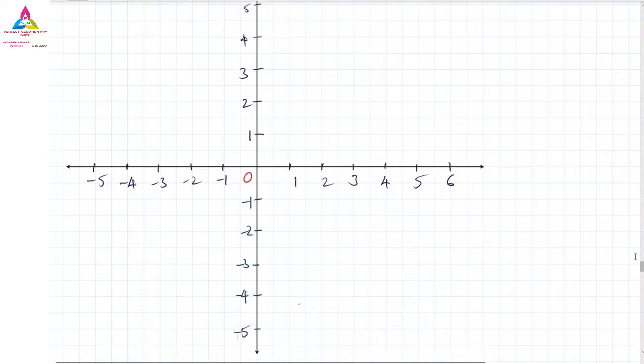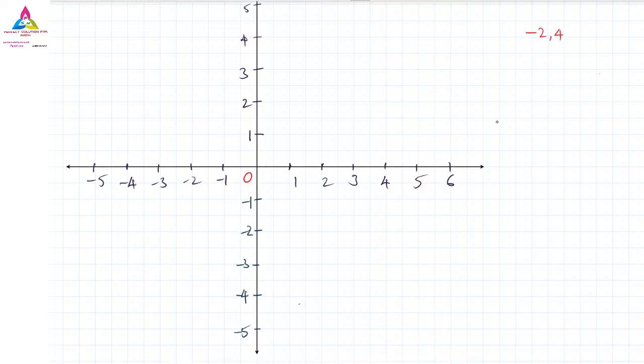Okay. So now very importantly, next part is the marking. The points are here. The first point is -2 and 4. I will write all the points. Second point is 3 and -1. Third point is -1 and 0. And the fourth point is 1 and 2. And the last point is -3, -5. These are the points. Let us start marking that.